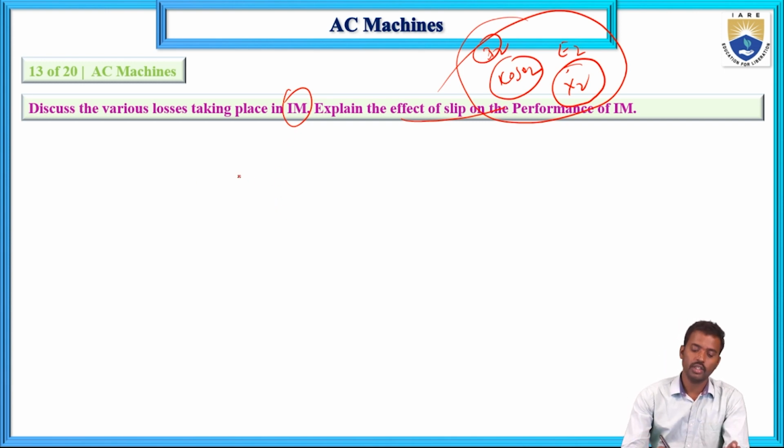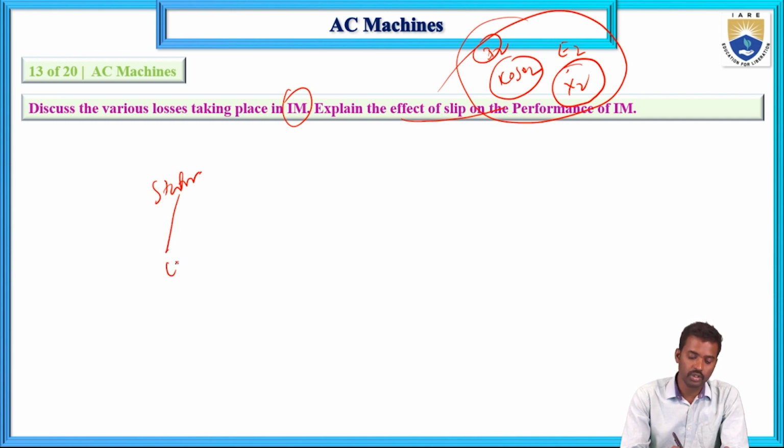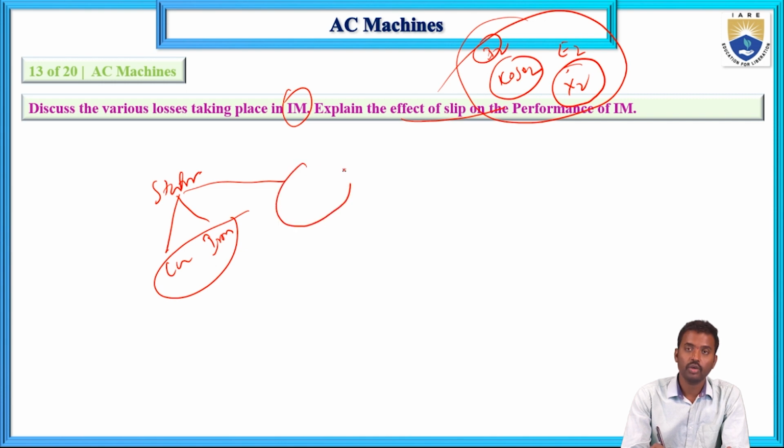Now here there are stator losses. If you give electrical energy as input to this stator, there may be losses: stator copper losses and stator iron losses. And next, after that it is given to the rotor.